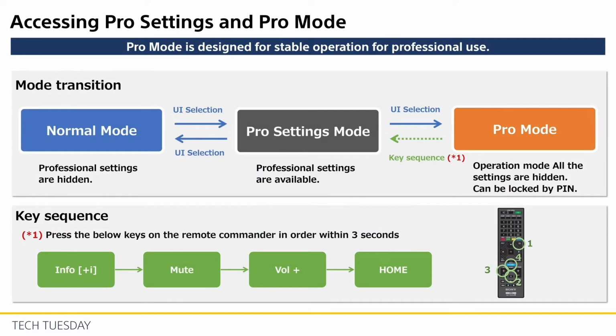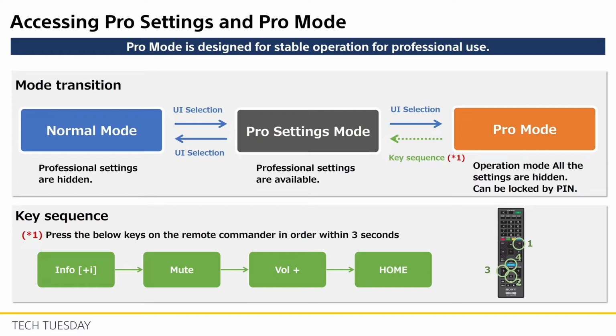Now, the Pro Settings mode is in between the normal mode and the pro mode. So from pro settings mode, you can either go back to normal mode. In that case, none of the settings that you've selected in the pro settings menu will be activated. Or you can go and start pro mode. So you can go either way from the pro settings mode. You can start normal mode, or you can go and activate the settings that you've selected by running pro mode.